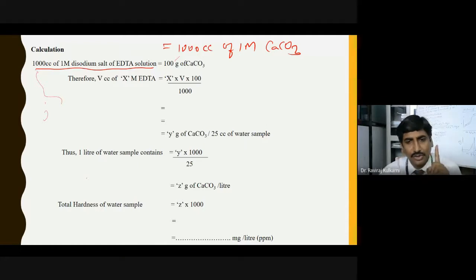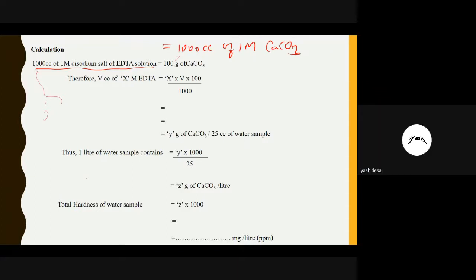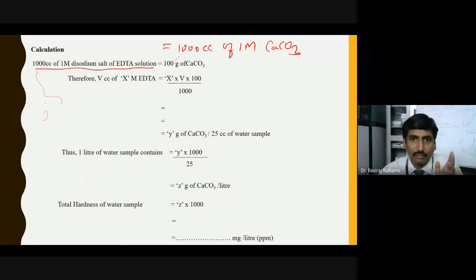What is a 1 molar solution? Anyone? Hello? 1 mole dissolved in 1 liter. Very good. 1 molecular weight of any substance dissolved in 1 liter is called a 1 molar solution. What is a 1 normal solution? 1 normal? 1 equivalent weight of any substance dissolved in 1 liter is a one normal solution. Here I have taken molarity.